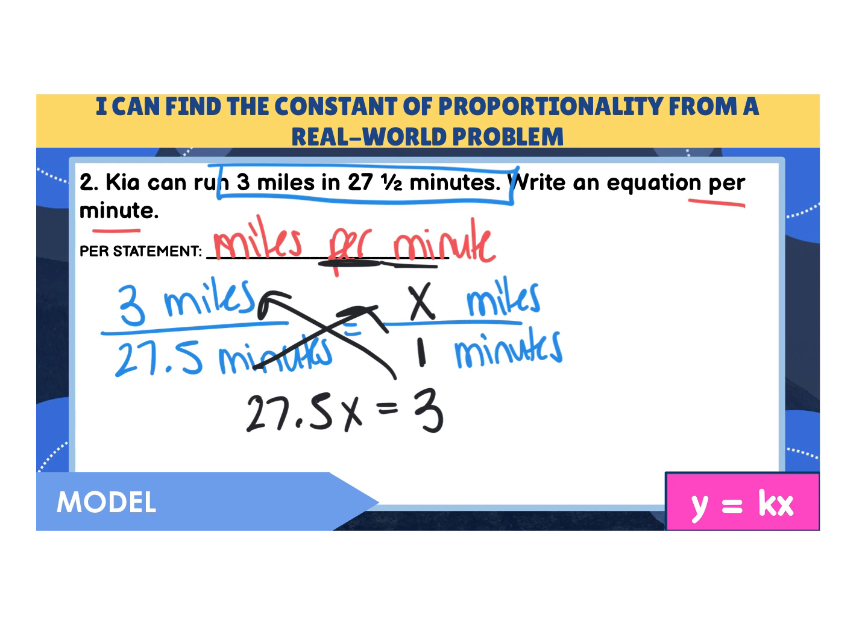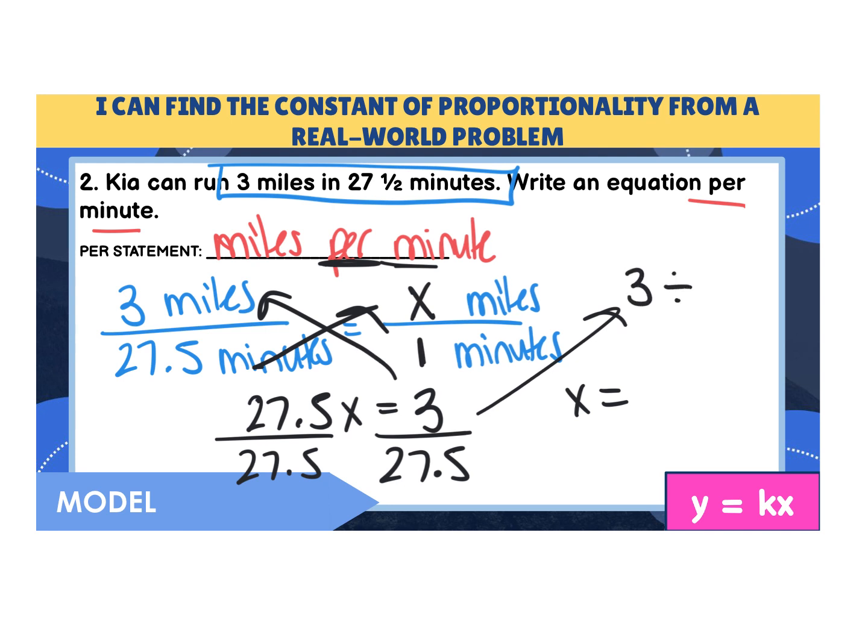We're going to divide by 27.5 on both sides. And we're going to get a very small decimal, which is going to seem crazy or weird or wrong to us because it's going to be 3 divided by 27.5. I know 27.5 is bigger, but we're solving the proportion as is. So 3 divided by 27.5 is going to give us 0.109, where the 0.9 is repeating.